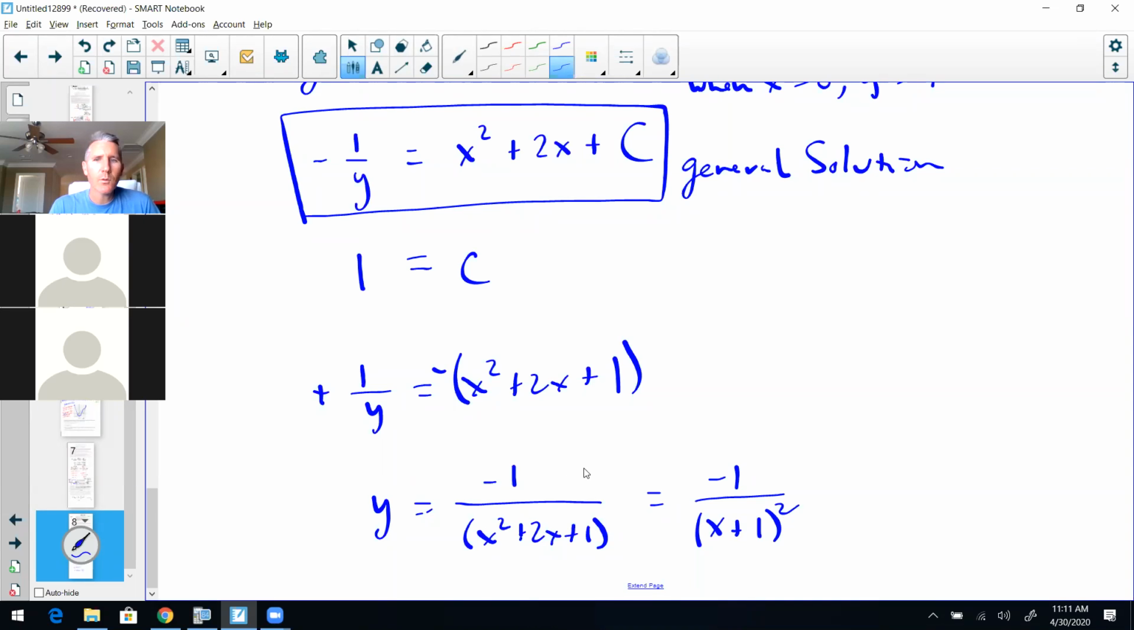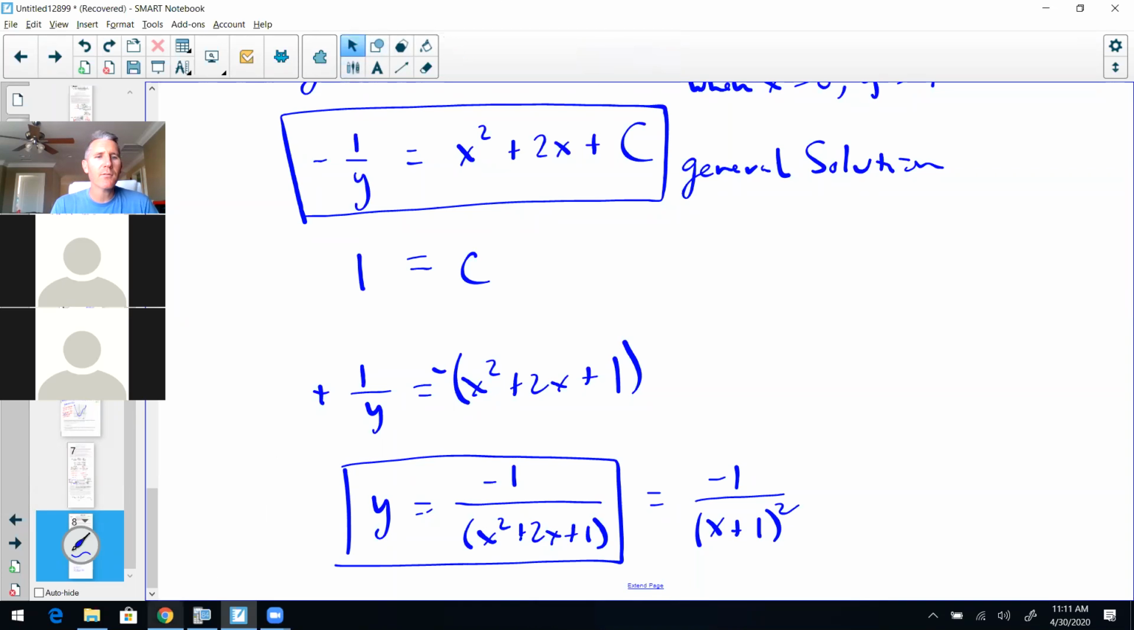Let's see what they have going on. But anyway, either one of these is going to be my particular solution. Let's see what they have.